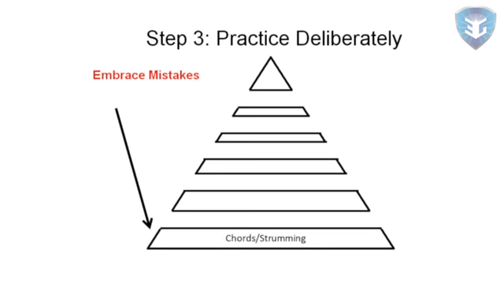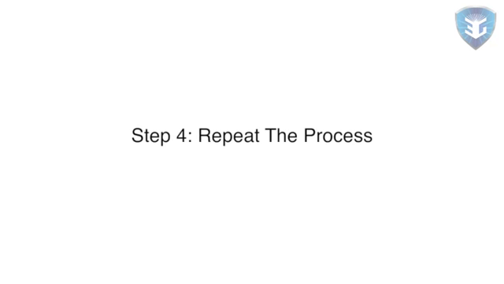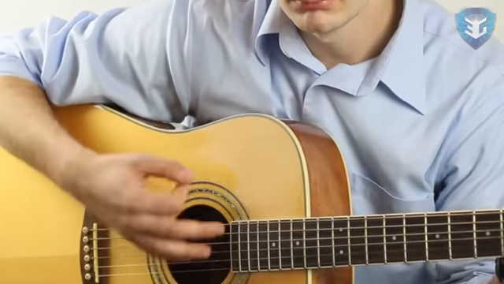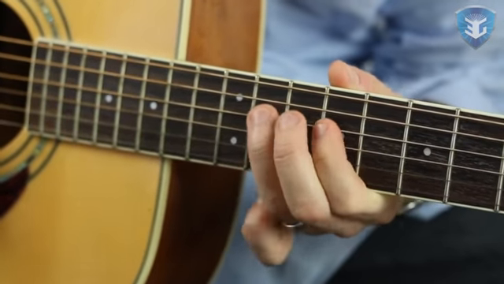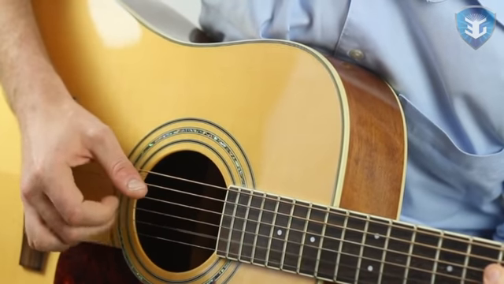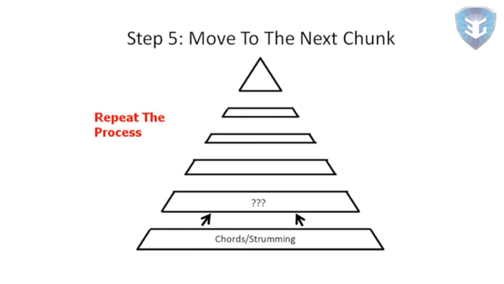Number 3, practice deliberately. Notice mistakes when they happen and correct them instead of avoiding them or working around them. Focus on making things that are uncomfortable or you're not so good at a lot better instead of avoiding them. Number 4, repeat the process until you can perform the chunk with little to no conscious effort. This frees your mind to focus on more complicated skills and move up the learning pyramid. Number 5, determine the next chunk to master and start the process all over again.